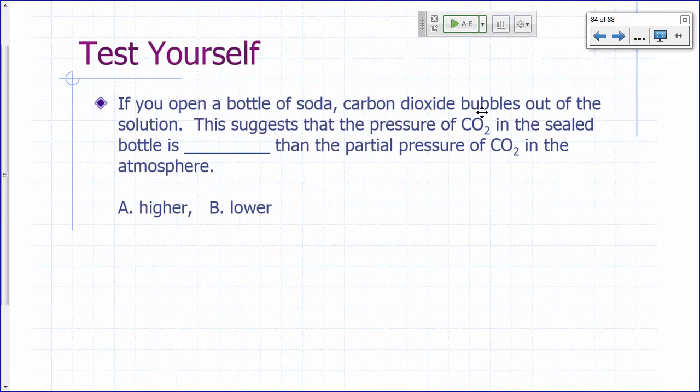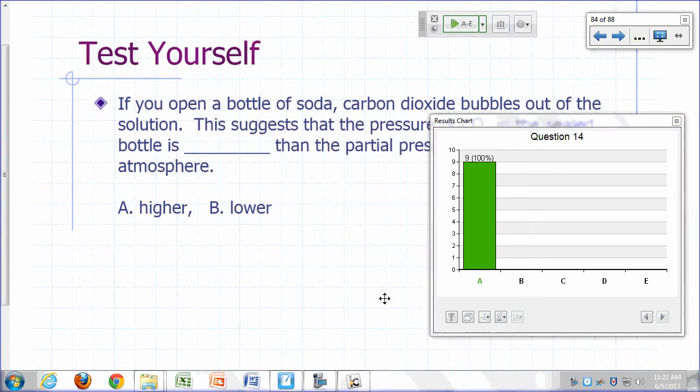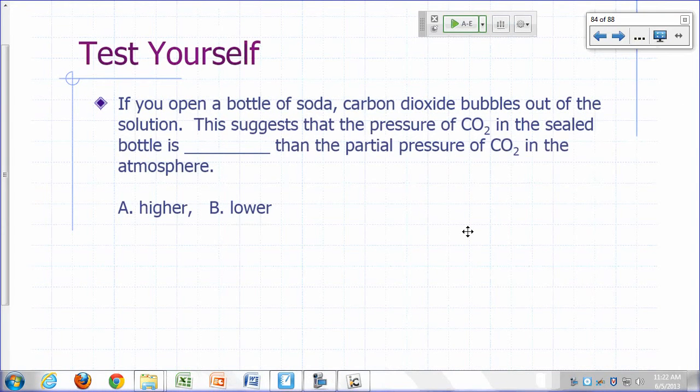So the answer is higher. Good. Okay. Pressure is directly proportional to the concentration. The fact that the carbon dioxide bubbled out means what? When you open it up, you've lowered the solubility. So that's why it comes out. Otherwise, it will not bubble out if the solubility has increased, right?